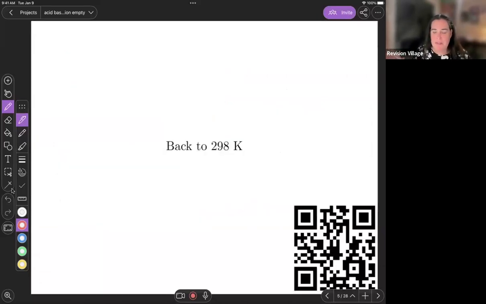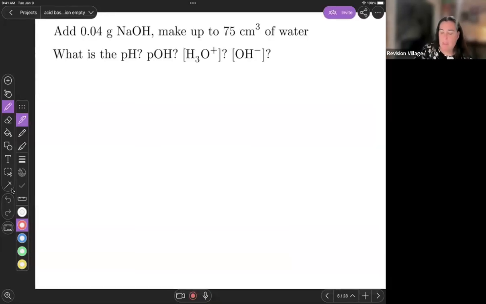Everything else I do today, I'm going to do at 298 Kelvin. I just wanted to practice the Kw thing for a minute and see how temperature affected it to give you some background on what we're doing. I'd like to take that pure water and add a strong base to it. The first thing we're supposed to learn about in the HL section is the pOH scale. So I'm going to take 0.04 grams of sodium hydroxide, add it to 75 cubic centimeters of water, and calculate the pH, the pOH, and on and on.